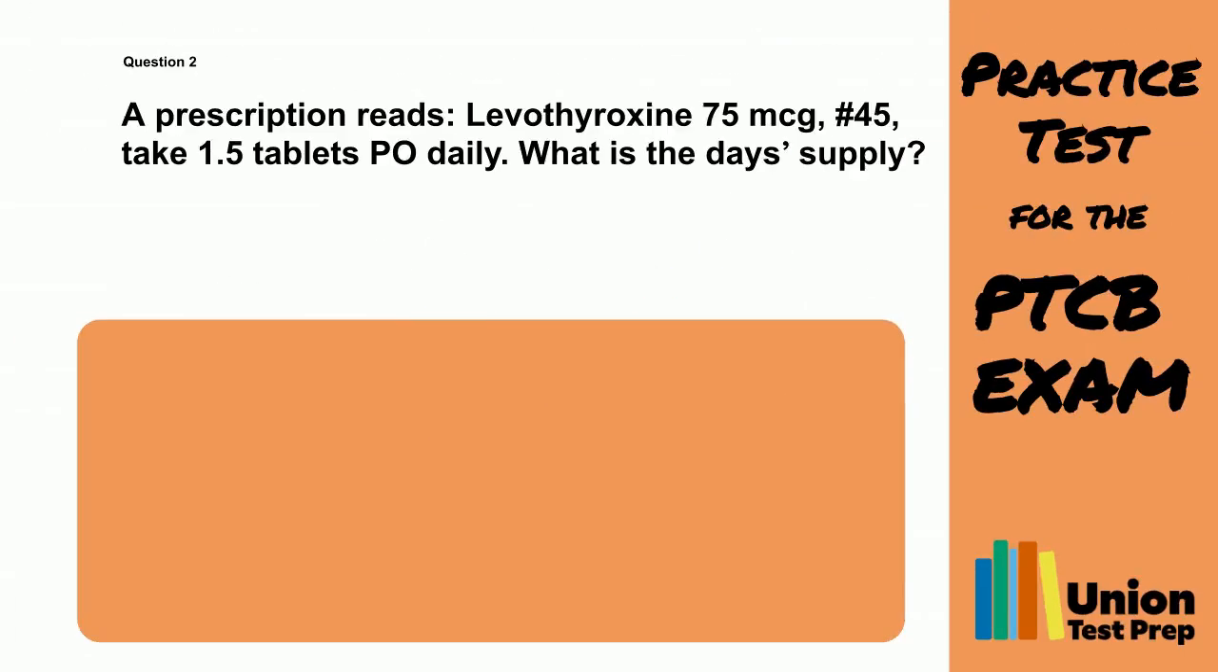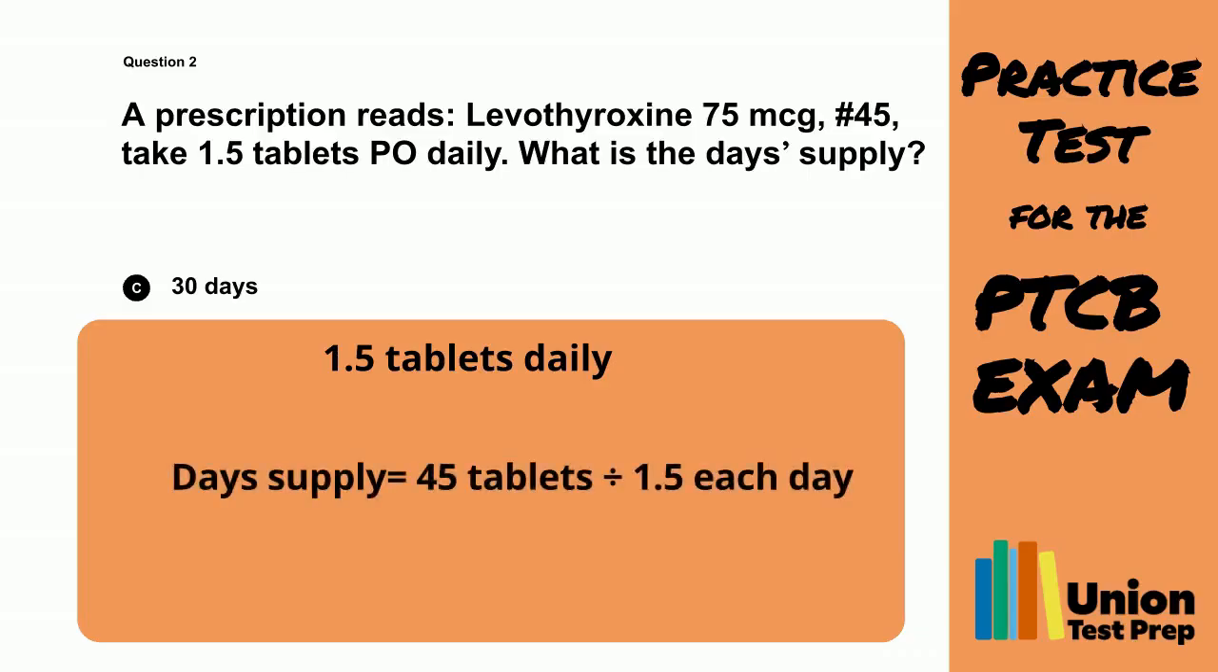The correct answer is C. 30 days. The prescription is written for 1.5 tablets daily. To find the day's supply, divide the total number of tablets, 45, by the daily amount taken, 1.5. This equals 30, meaning the prescription will last for 30 days.